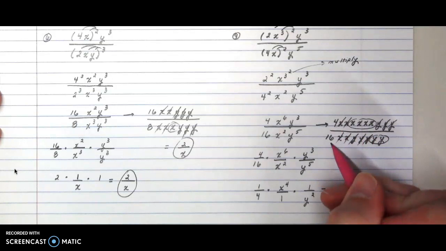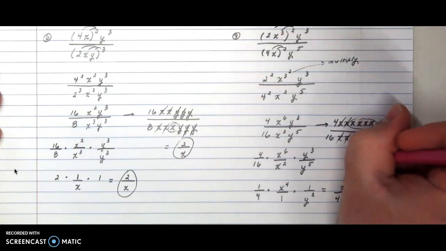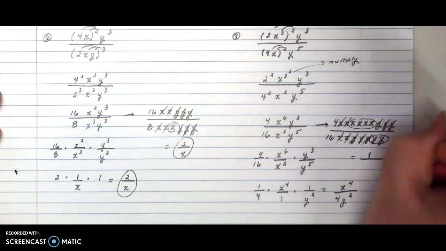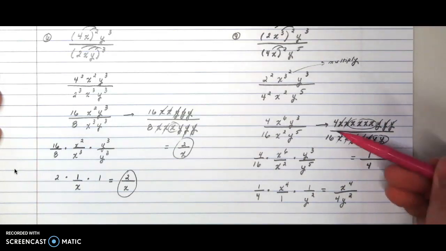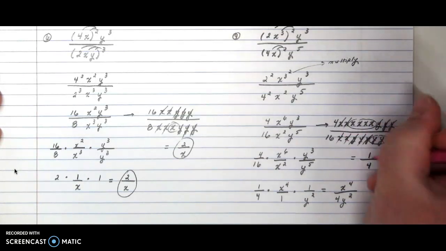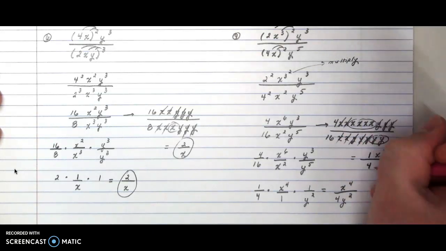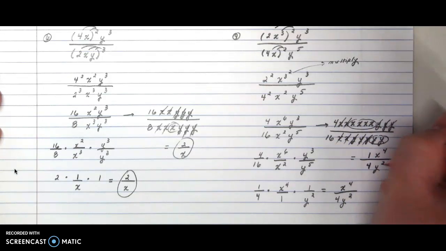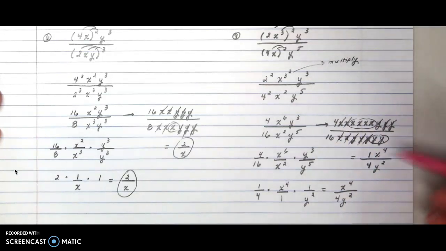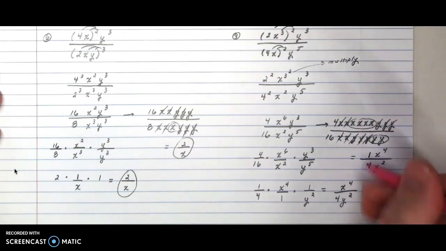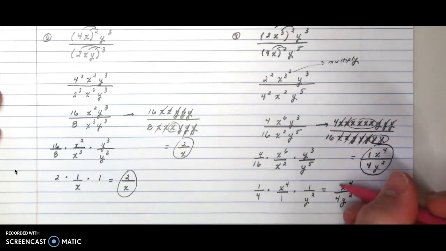Then, of course, 4 over 16, it still reduces to 1 over 4. But up top, we're left with x's. There's 4 of them, so we'll write x to the 4th. And then on the bottom, we have these 2 y's multiplying, so we write y squared. Of course, I have a 1 here. You don't have to put that 1. In fact, most of the time it's not there. It's sort of an invisible 1, but these two answers are the same thing.